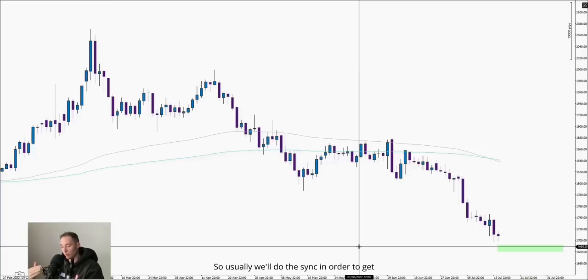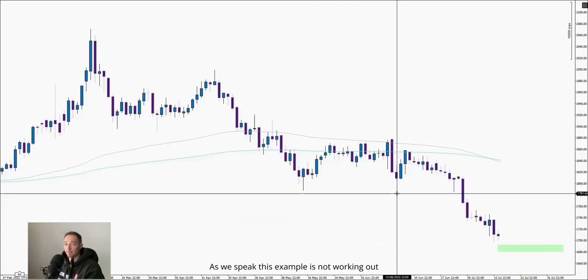So usually we'll do the sync in order to get a bigger trade, because it's usually a fundamental trade, so there's a bigger movement from linking the two pairs, and a higher rate of success.